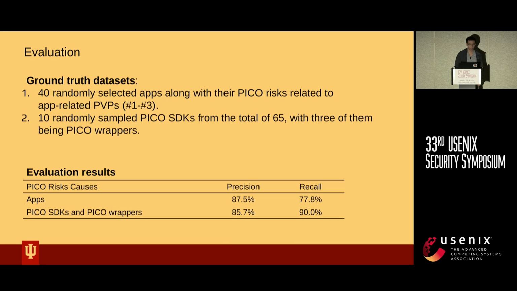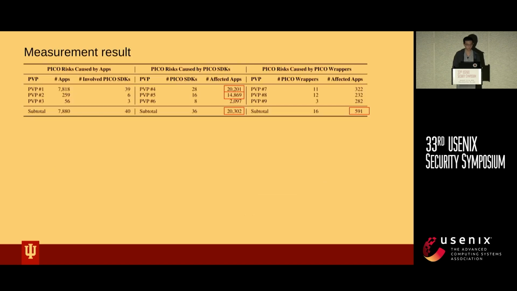And finally, to evaluate our framework, we have two domain experts create a ground truth dataset. We randomly selected 40 apps, and we randomly sampled 10 PICO SDKs. We let these two domain experts do the reverse engineering and mark the data correctly. And then we measured our tool's precision and recall. And here is our result of the measurement.